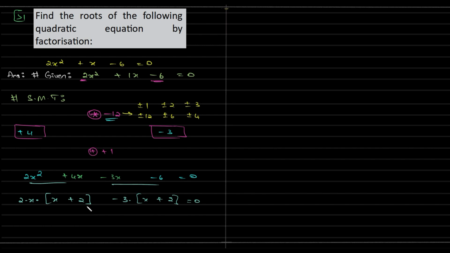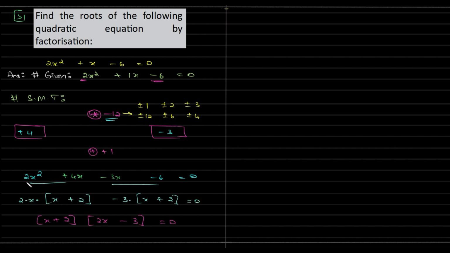So what is common between these two terms? x plus 2 itself. And what is left out? 2x minus 3 is equal to 0. So if you are confused about whether you have taken the right common terms, just multiply. Use the distributive property and multiply back and verify if it's so.